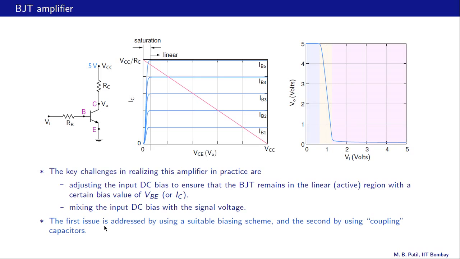The first issue, adjusting the DC bias of the input voltage, is addressed by using a suitable biasing scheme, and we will see some of the biasing schemes. And the second issue, of mixing the input DC component and the signal, is achieved by using coupling capacitors, and we'll also take a look at that.